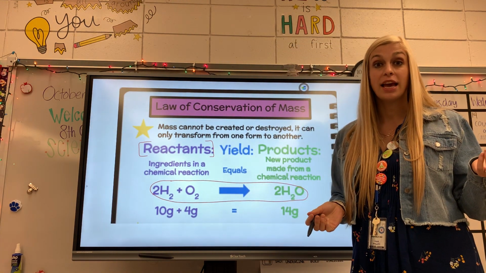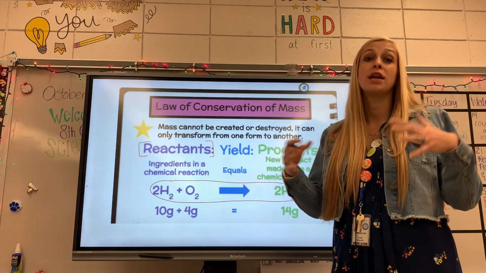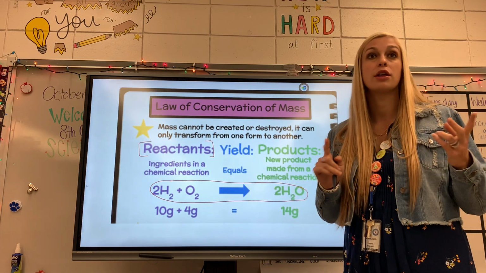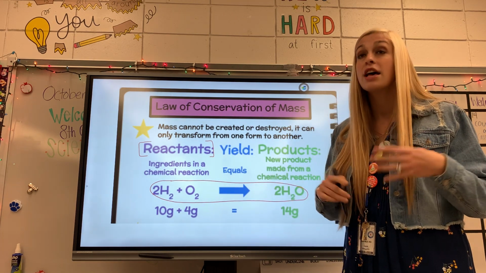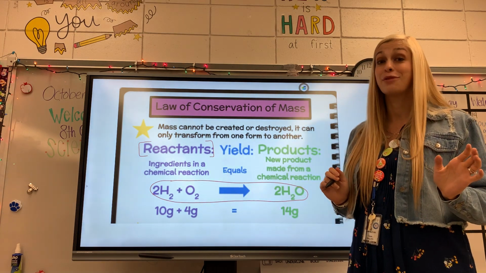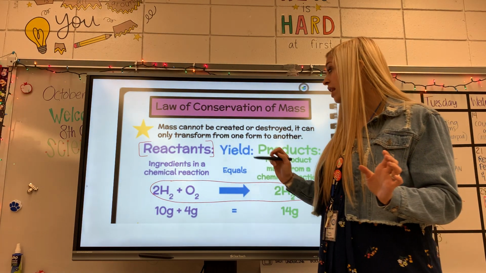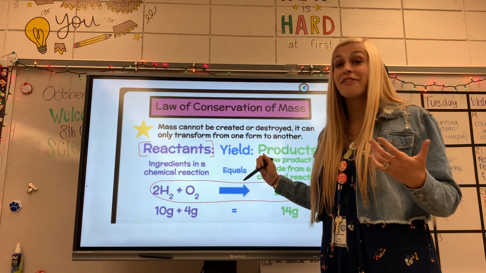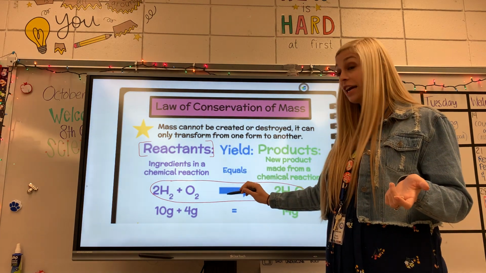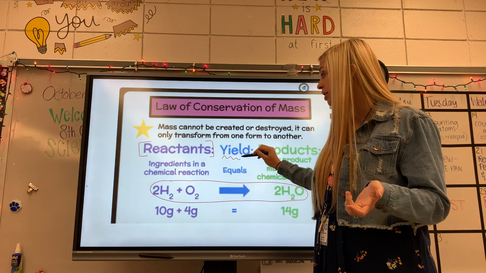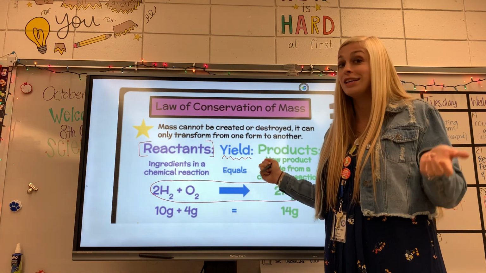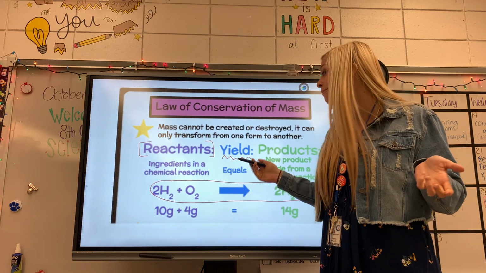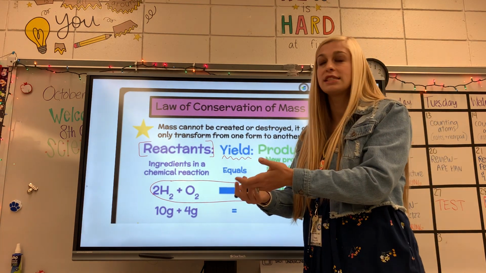If we're baking a cake, this would be what we put into our cake: the flour, the butter, the sugar, the egg. We would have a lot of reactants if we were baking a cake. And then in science, we have a fancy name for this arrow. It's called yield. It means equals or creates.